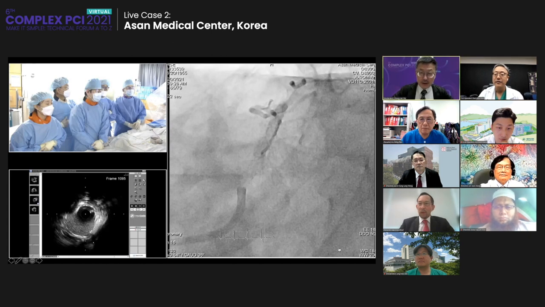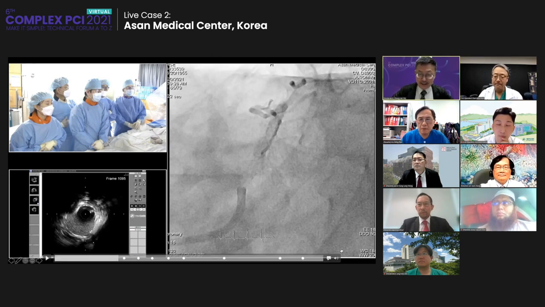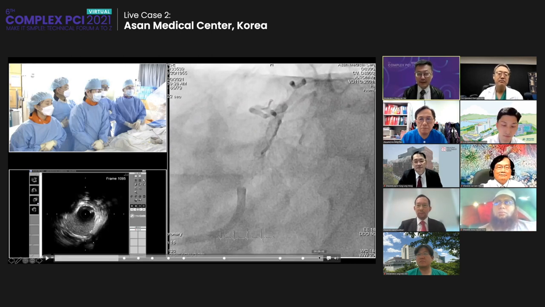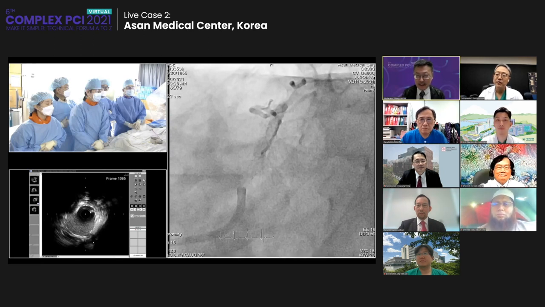So the surgical option is not usually chosen at Asan Medical Center. You usually select PCI because this is a DES failure, also left main bifurcation. So surgical consultation, of course, we need to discuss with the heart team, maybe the surgeon. If the patient prefers to go for surgery, maybe that is one of the options. But what about the PCI option? Maybe from Singapore, Dr. Wong, Aaron.